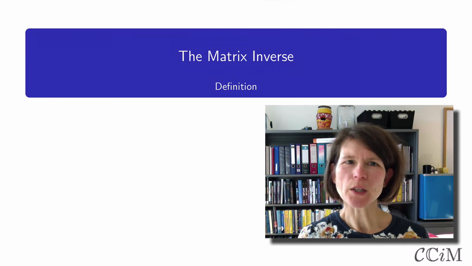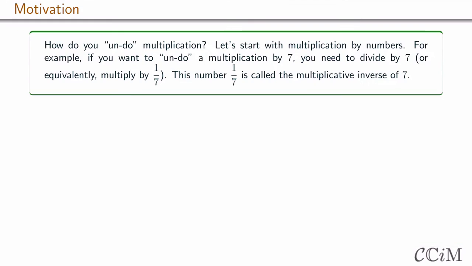In this video, we'll learn about the matrix inverse. How do you undo multiplication? Let's start with an example. Let's start by multiplication by numbers. For example, suppose we wanted to undo multiplication by 7.